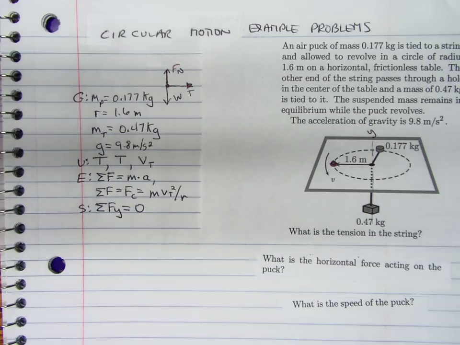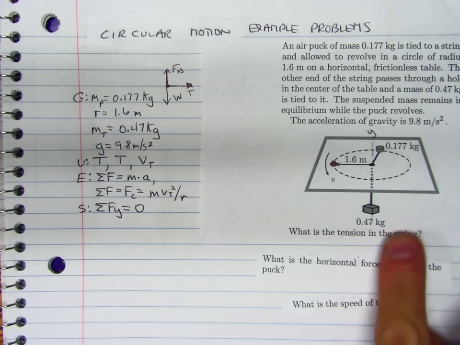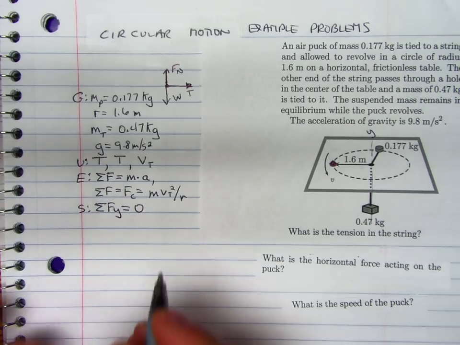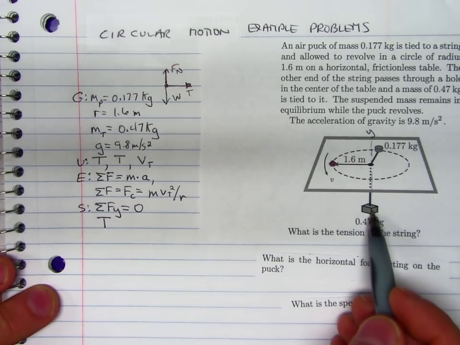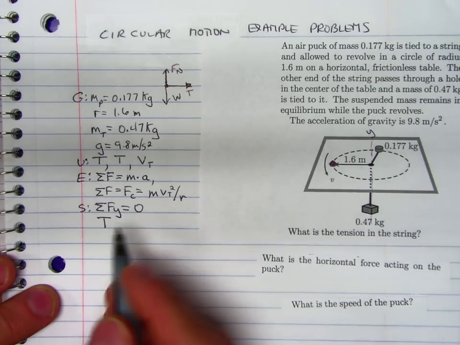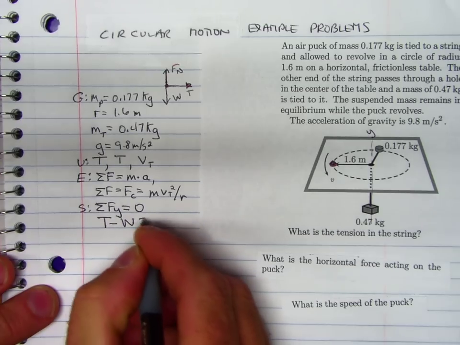So it's pretty much the same as we've been doing, right? Now, we know that there are two forces. There's tension and there is the weight of this block that has a mass of 0.47 kilograms. And those are the two forces that act in the y direction on this weight here. So we know that the tension is up with respect to this mass, and that weight, the force of gravity, is pulling down on the mass. So tension minus weight equals 0.